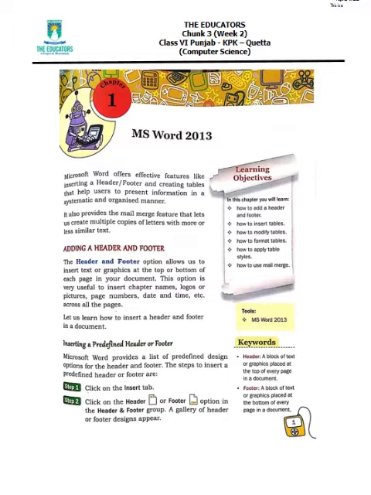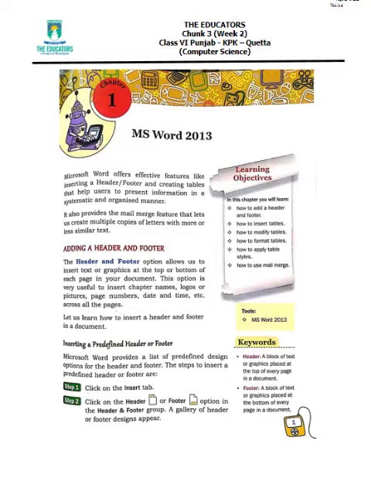Microsoft Office 2013 is a version of Microsoft Office, a productivity suite for Microsoft Windows. Microsoft Word offers effective features like inserting a header footer and creating tables. It also provides the mail merge feature that lets us create multiple copies of letters with more or less similar text. Now the first topic is how to add a header and footer.